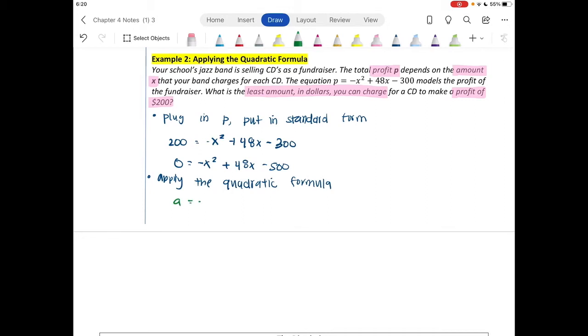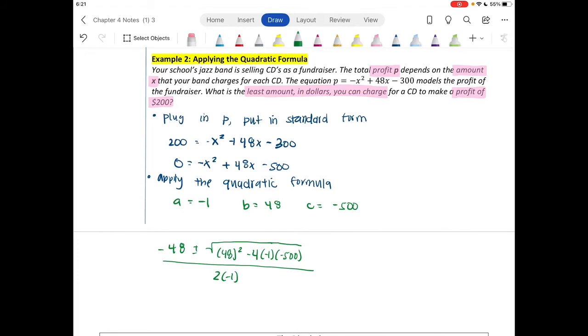So A will equal -1, B equals 48, and C is -500. Plug that into the formula. We're going to have -48 plus or minus the square root of 48 squared minus 4 times -1 times -500, all divided by 2 times -1.